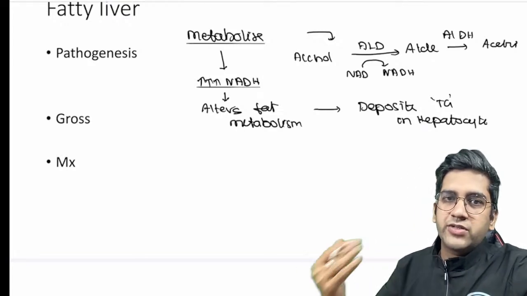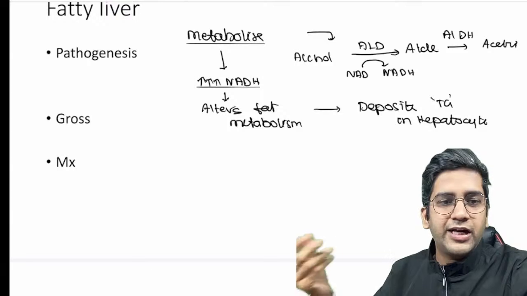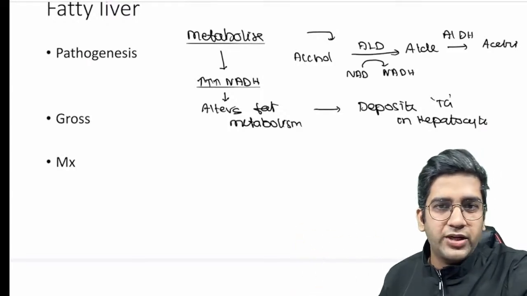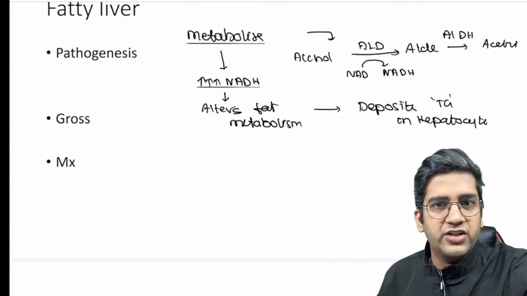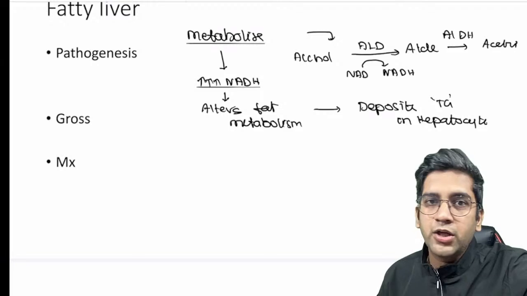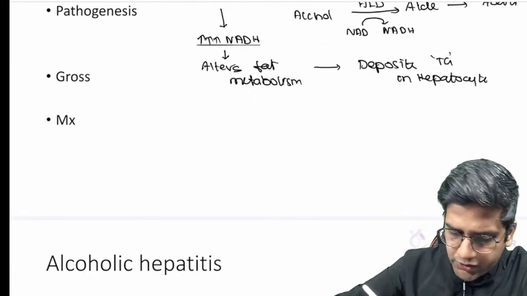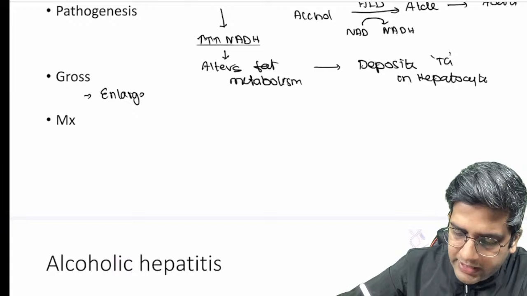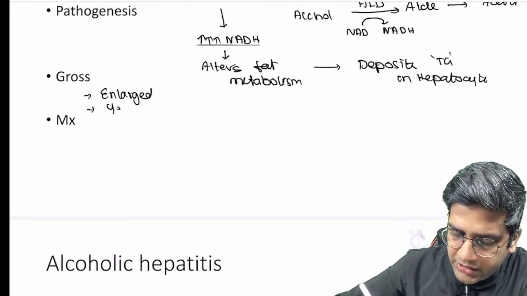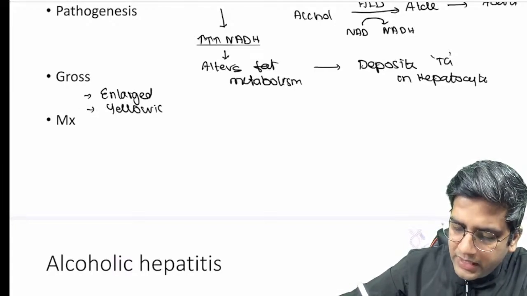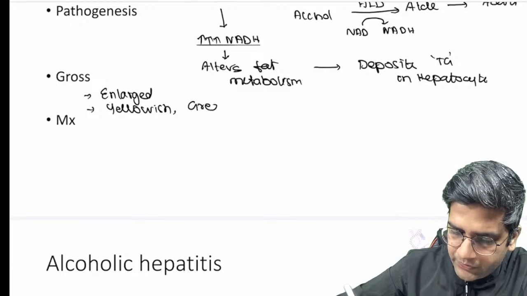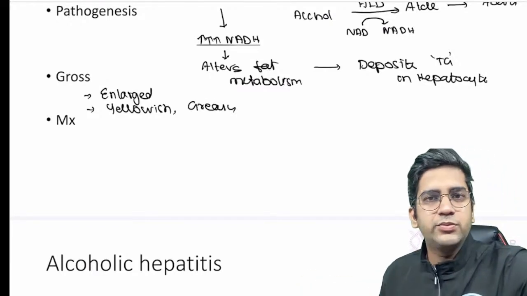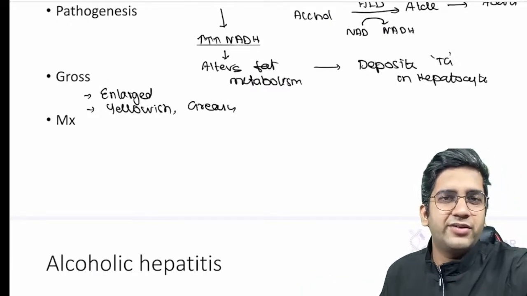In addition to this, the patient will consume lots of food along with alcohol. That also will increase the fatty acids, and you're going to have deposition of fat, triglycerides, in hepatocytes. It's triglyceride deposition, not fatty acid deposition. Grossly, you know that it'll be an enlarged liver, and the most important thing is it'll be yellowish in color. That's a finding, and it'll be greasy in texture. A greasy enlarged liver, obviously there's nothing much to write in the case of fatty liver.